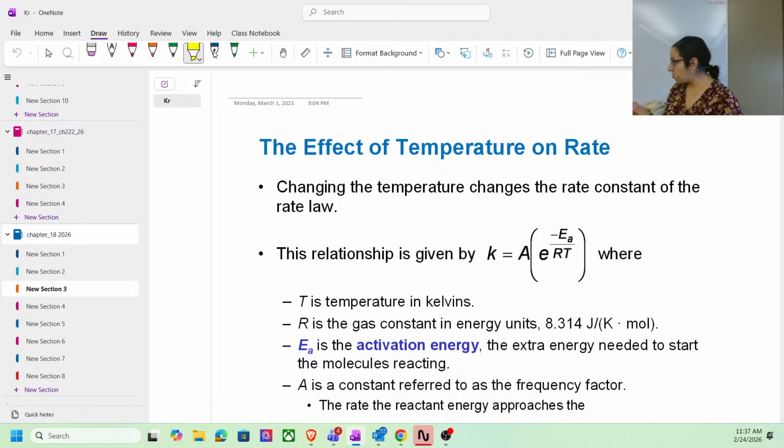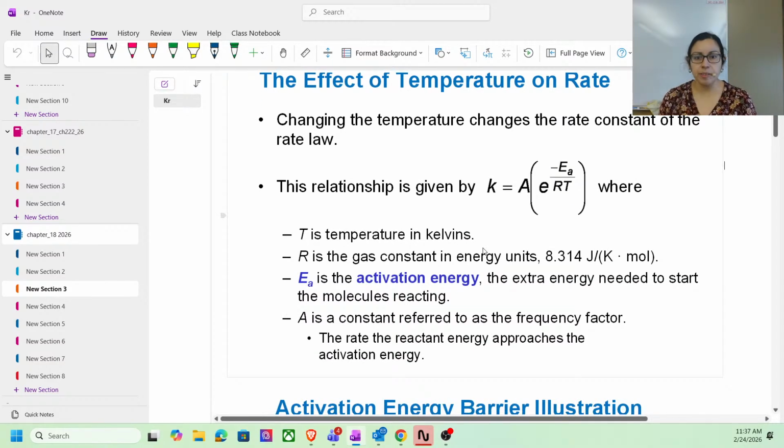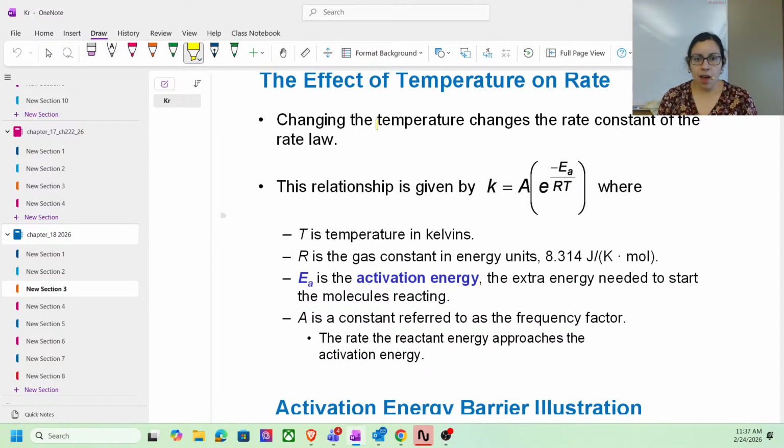I think in first quarter or maybe Chem 104, if you've had Chem 104, there's this general rule: we increase the temperature by 10 degrees and it doubles the reaction rate. That's a really loose condition. But really, we can quantify it with our Arrhenius equation here. Obviously, changing the temperature changes the rate constant of our rate law. And I think we'll see this in lab today.